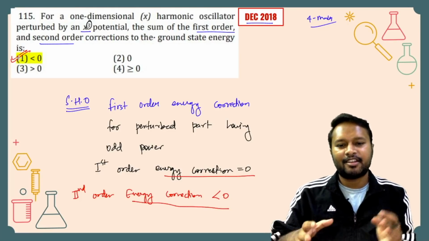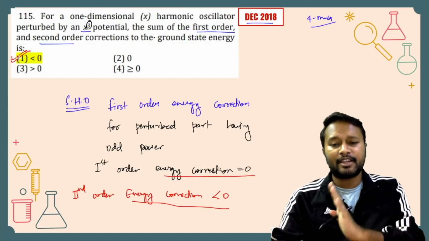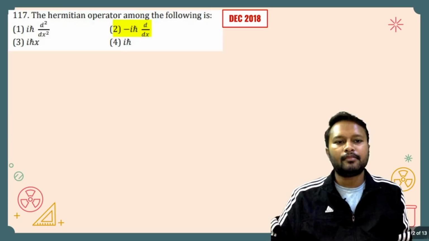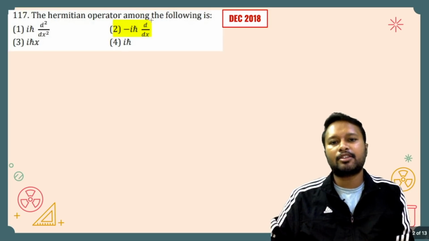Alright, fine, let's take the next one. It was very simple to approach this. Let's take the next one then. The next question asks which of the following is a Hermitian operator.